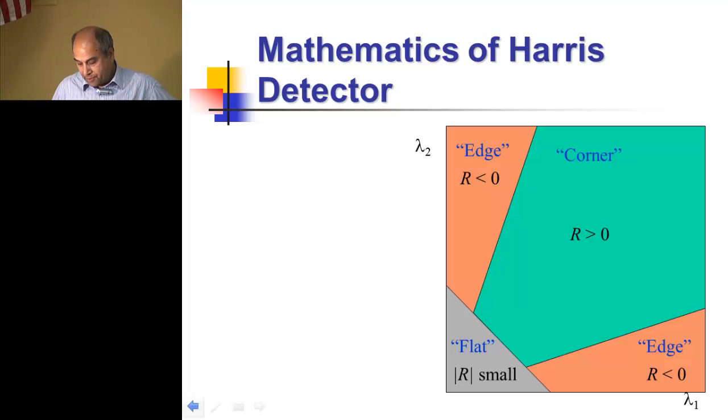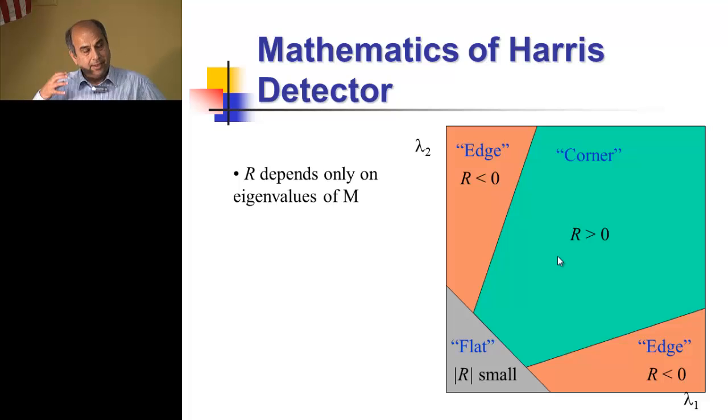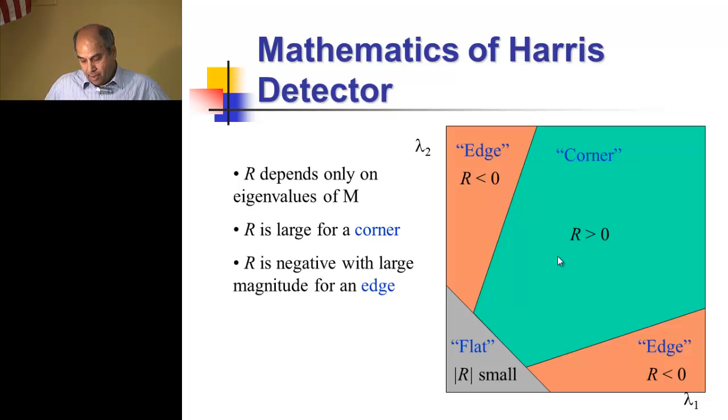So if the magnitude of R is small, then it's a flat region. If R is negative, then it's an edge, and if R is positive, greater than some value, then it is a corner. So that is the kind of criteria we can use. R depends on eigenvalues of M. R is large for a corner, R is negative with large magnitude for an edge, and R is small for a flat region. What's small and large?